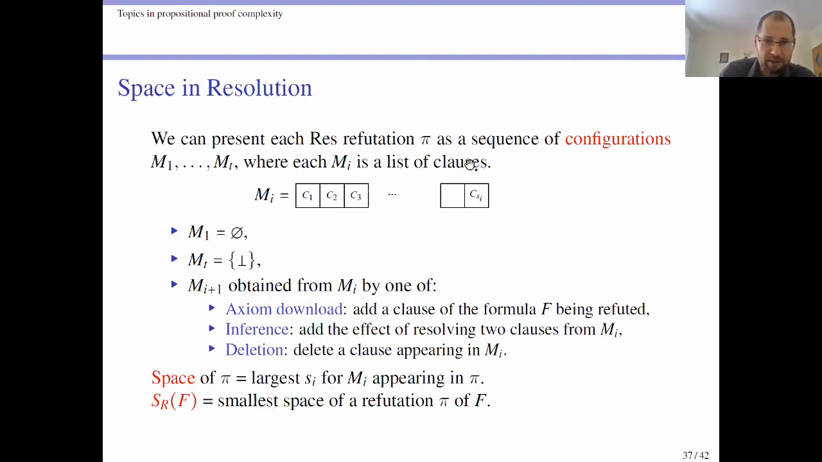So we can present a refutation, say pi, as a sequence of these configurations, where each configuration lists the clauses that are active in the proof at any given point in time. At the beginning, you have no clauses listed. The board is empty. At the end, you just need your contradiction. So the last configuration in your proof contains just one clause, namely the empty clause. And in between, when you go from one configuration to the next, you do this by doing one of three things.